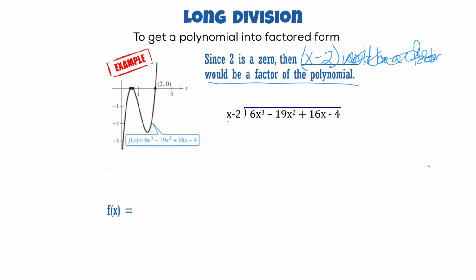All right, well, that's not too tricky. That's just going to be 6x squared. If I take 6x squared times an x, then I get 6x cubed. Now, just like we did previously, you would then take this times this and write it below. That's what I'm going to do. So I'm going to take the 6x squared times x, and then the 6x squared times the negative 2.